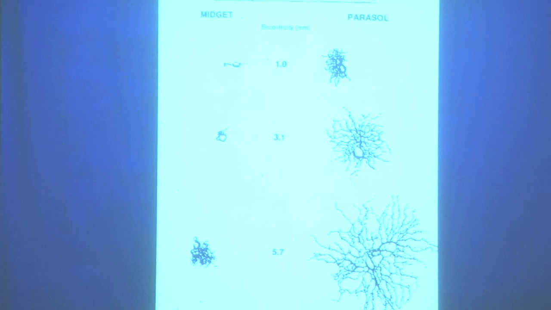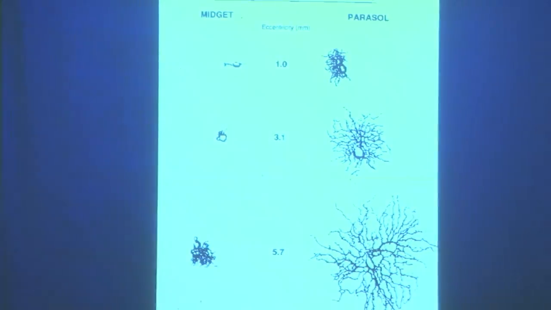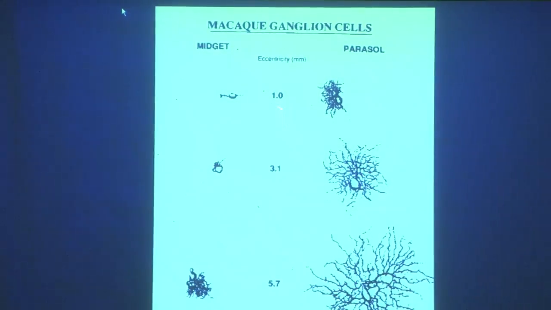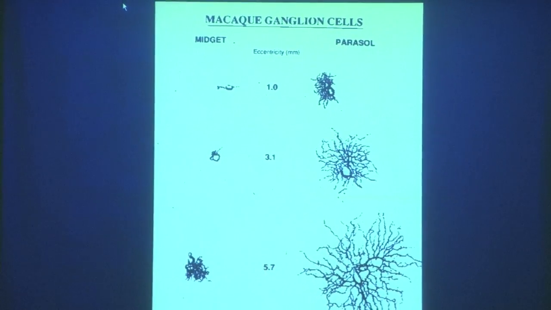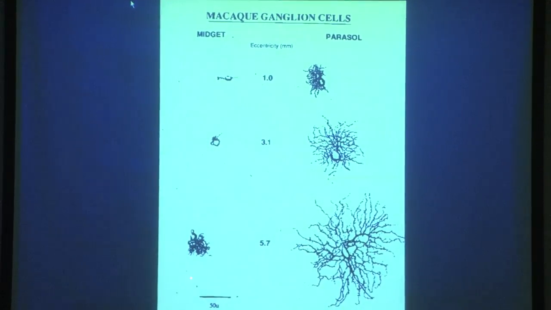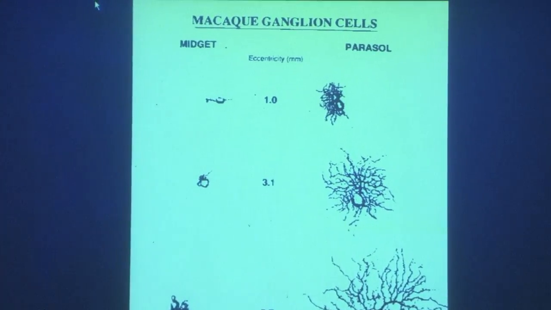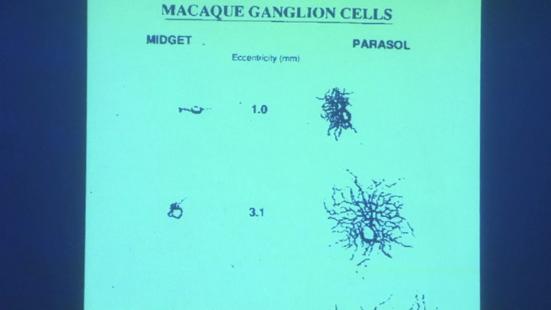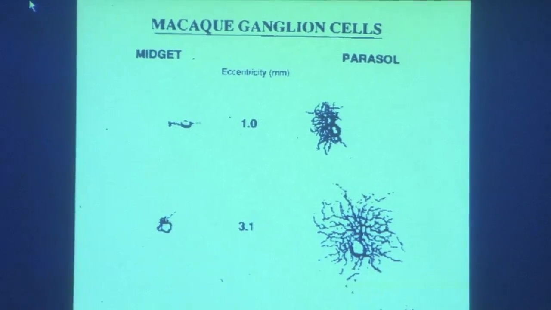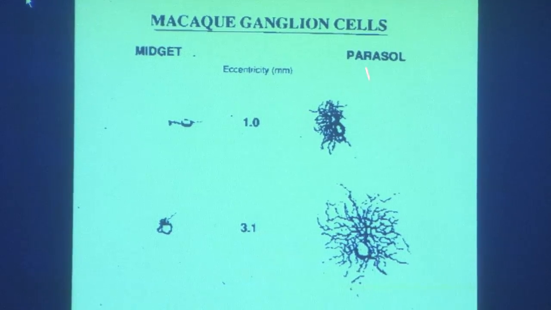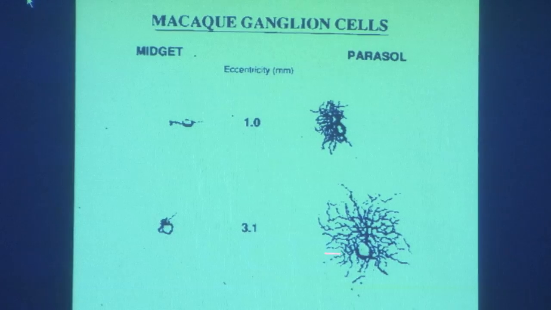OK, so now if you go back to the anatomy of these cell types, if you look at them at equivalent distances of eccentricity, 1, 3, and 5.7 degrees, here are examples of the midget cell dendritic arbors. So again, this is a whole mount. You're looking straight down at the cell. All right? You can see these are very constricted dendritic arbors. Now, by contrast, the parasol cells have much, much larger, three times larger in diameter, dendritic arbors.